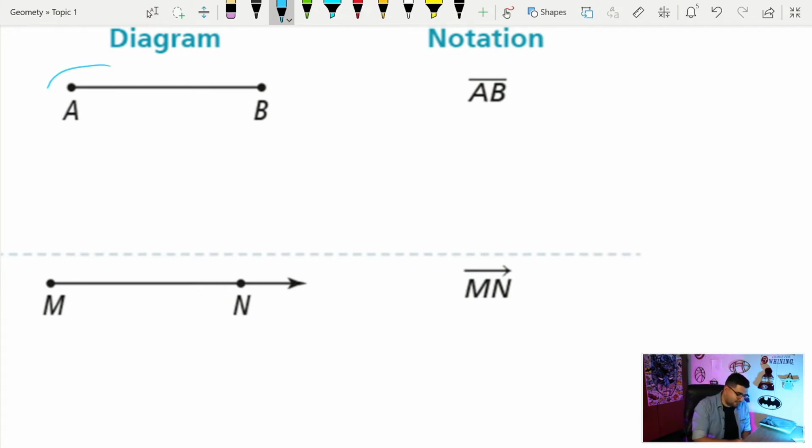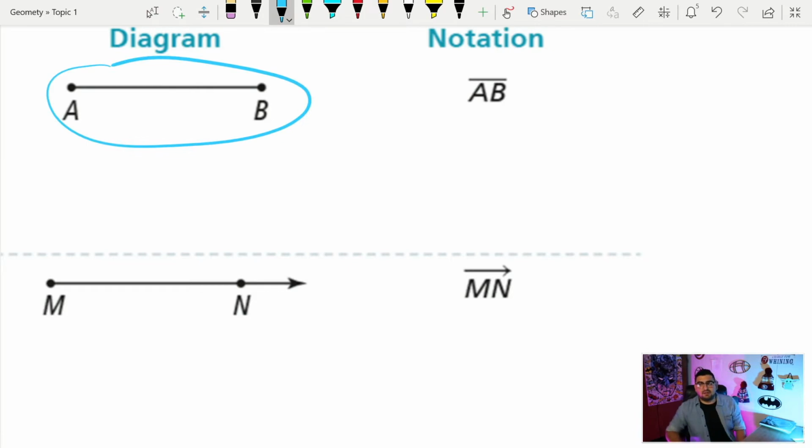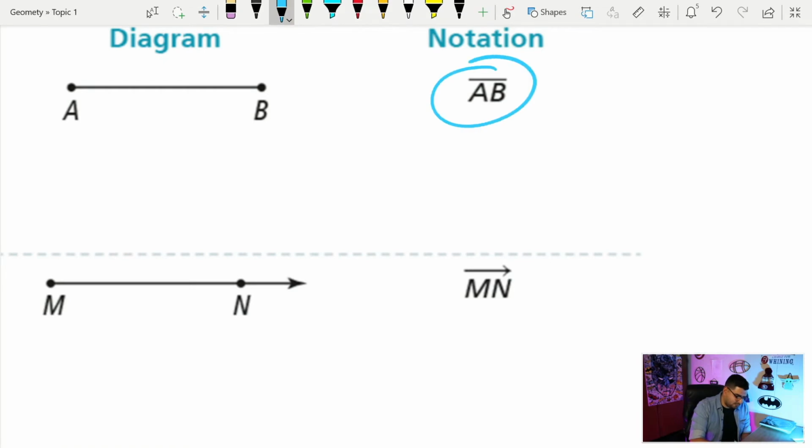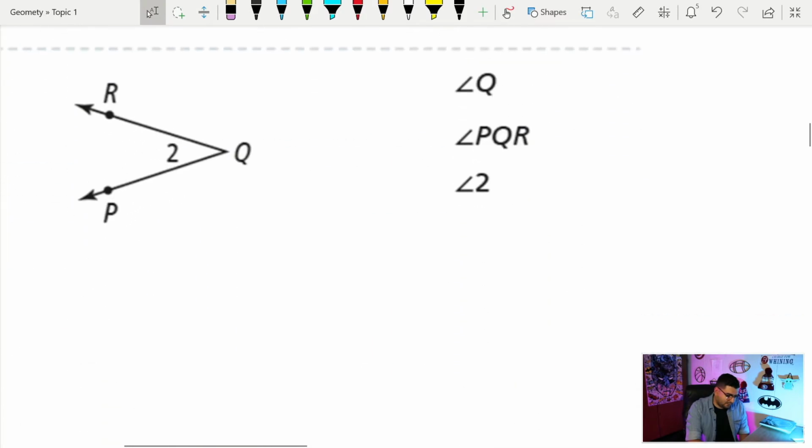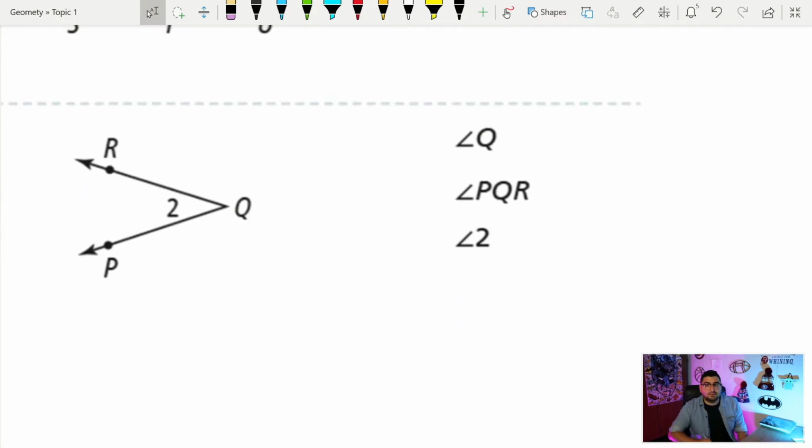For example, here's a line segment AB. Most of the time, if I want to refer back to that, I'll write this. It's AB with a line over it. That means line segment AB. The other notation that I'll be using today will be how to refer to an angle.